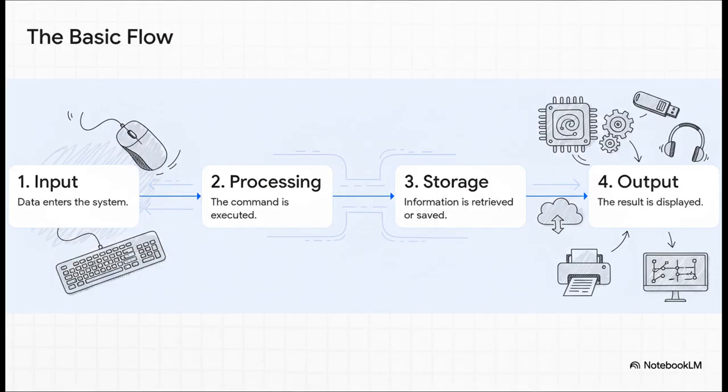And here it is, that basic flow. Your click, that's the input. The computer then processes that command. It uses storage to either grab or save info. And finally, it shows you the result as output. Input, processing, storage, output. Seriously, every single thing you do on a computer follows this exact same path.